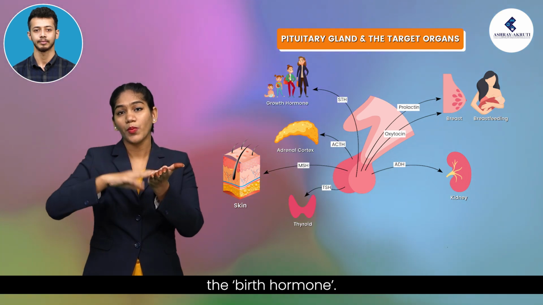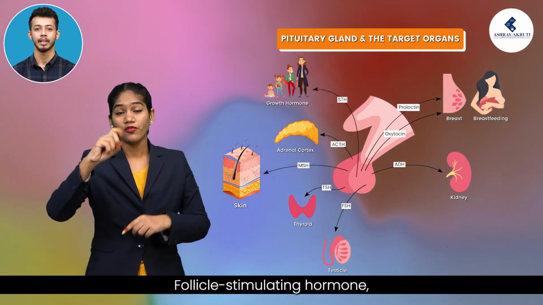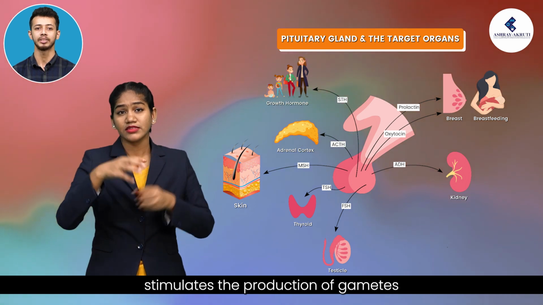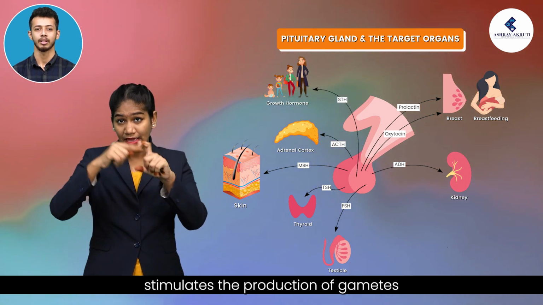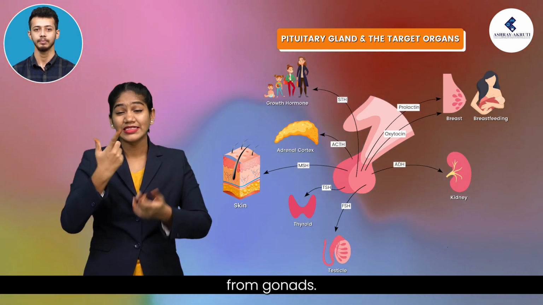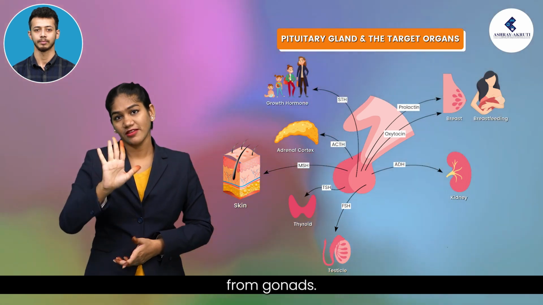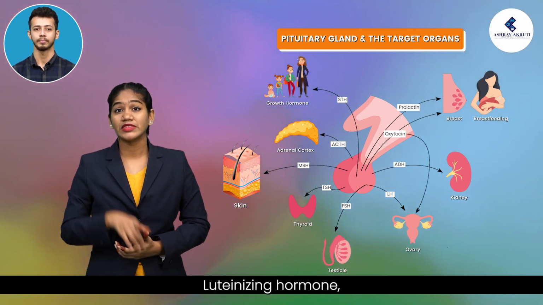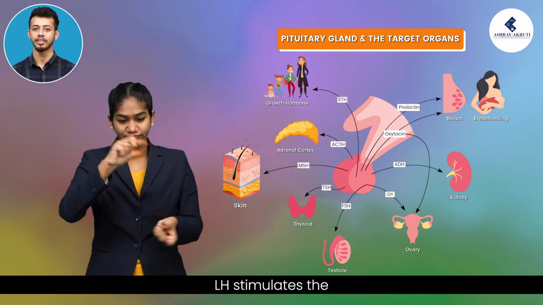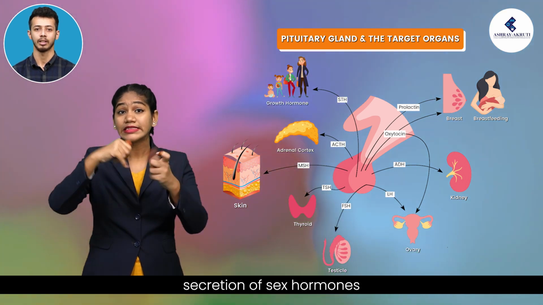Follicle stimulating hormone, FSH, stimulates the production of gametes from gonads. Luteinizing hormone, LH, stimulates the secretion of sex hormones by the gonads.